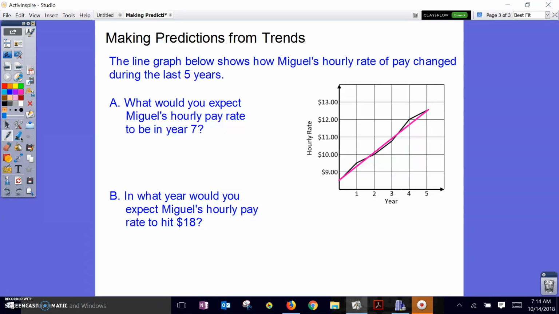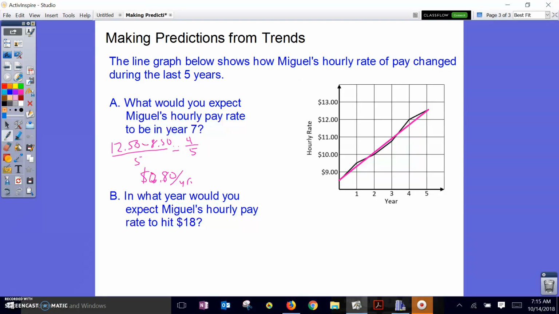Well, he started out at $8.50 in year 0 and ends up at $12.50 in year 5. So what I'm going to do is just find the slope of this line that I put over top of this line graph, and I'm going to use that to help me predict: $12.50 minus $8.50 over 5 years. And we expect his hourly rate to go up on average about 80 cents per year.